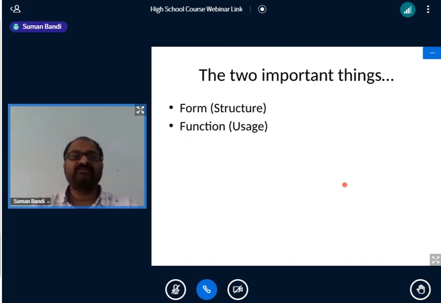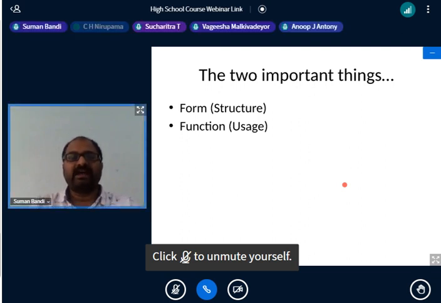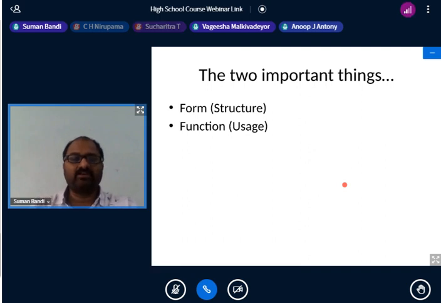To understand this formal and functional grammar better, we have had a discussion of driving as an example. I hope all of you remember this discussion. Do you remember? Yes, I have drawn that analogy to make my point clear, right?